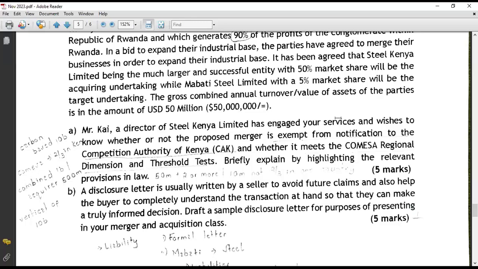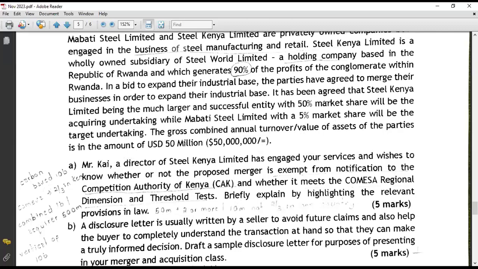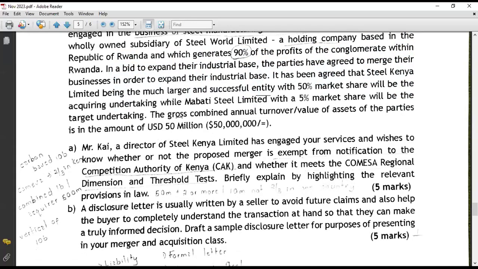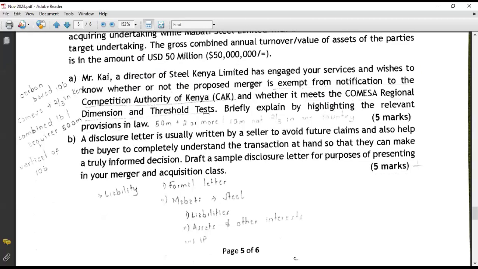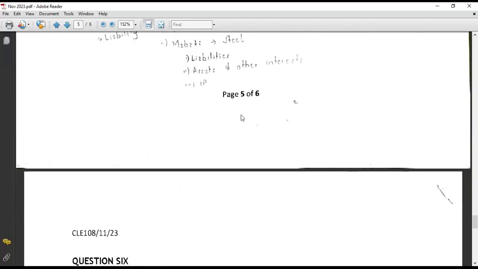Mergers and acquisition. Yes. When you see merger and acquisition, you see acquiring and target, acquiring and target. So you know it's mergers and acquisition, which is usually not a very easy topic.